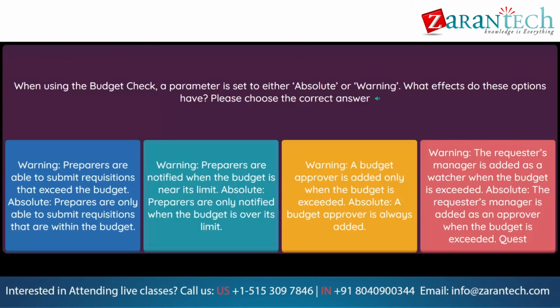Option 2 warning, preparers are notified when the budget is near its limit. Absolute, preparers are only notified when the budget is over its limit. Option 3 warning, a budget approver is added only when the budget is exceeded. Absolute, a budget approver is always added. Option 4 warning, the requester's manager is added as a watcher when the budget is exceeded. Absolute, the requester's manager is added as an approver when the budget is exceeded.